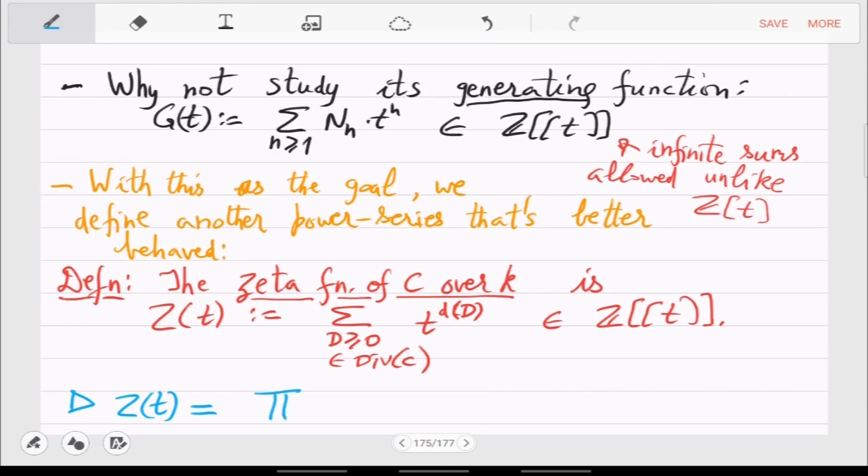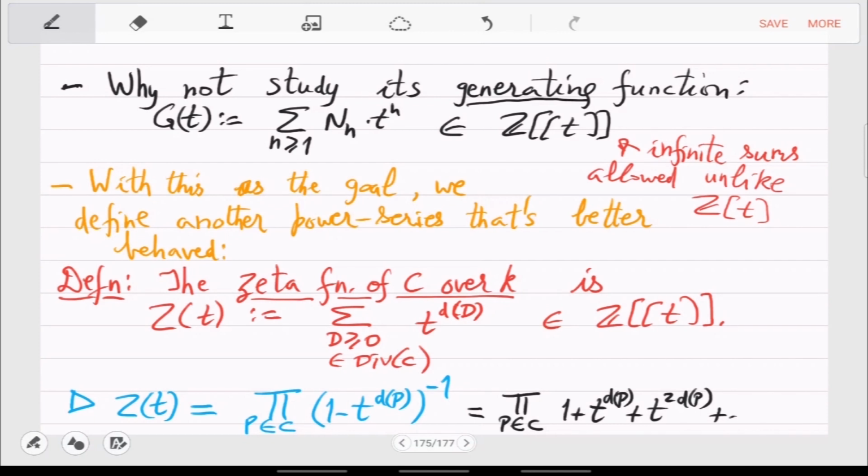It factors into points like this. Do you agree with this formula? So if you just go over all the points, this is an infinite product, right? An infinite sum I have now replaced with an infinite product, but now the product is over points, not divisors. The proof is simply this: you just observe that this is equal to 1 plus t to the degree of the point plus t to twice the degree of the point, and so on till infinity. So it's an infinite product of infinite sums.